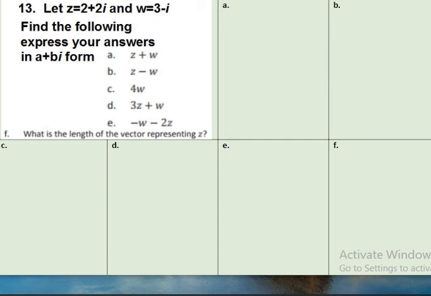Okay, question 13. Let z equal 2 plus 2i and w equal 3 minus i. Find the following, express your answers in a plus bi form. So what I want to do to make my life easy is just go to my graphing calculator and store these values for z and w.